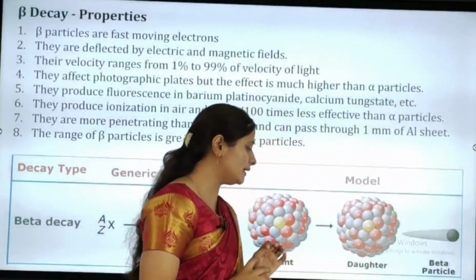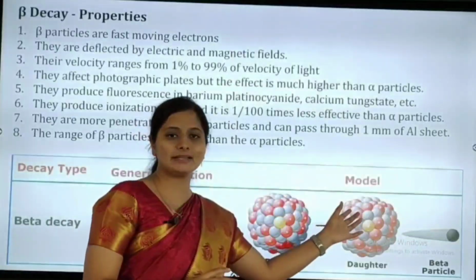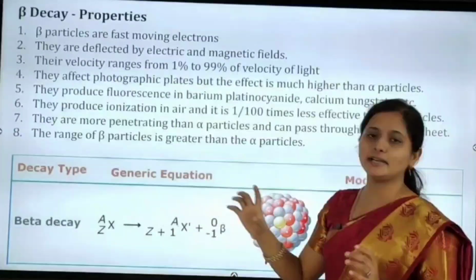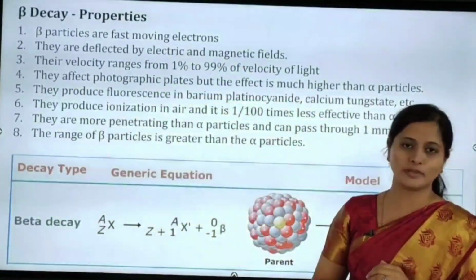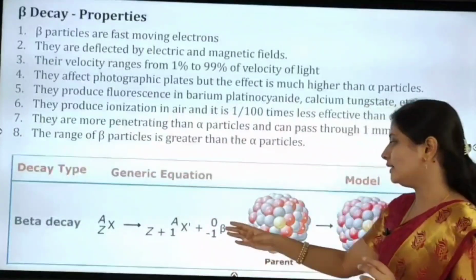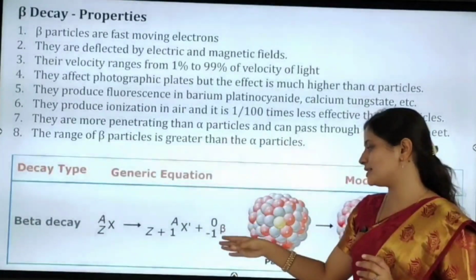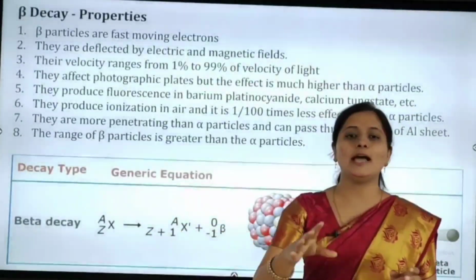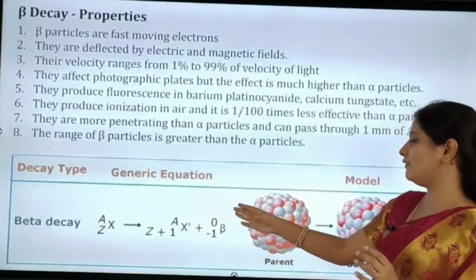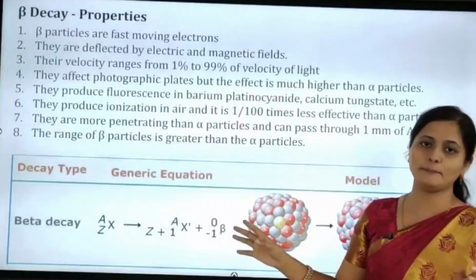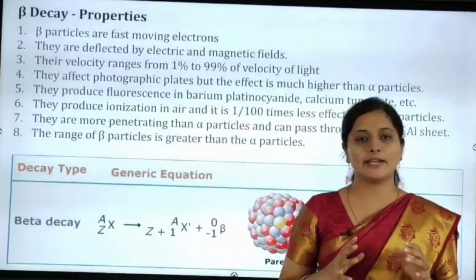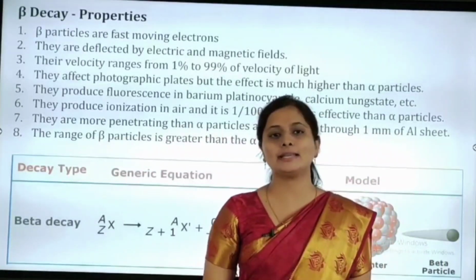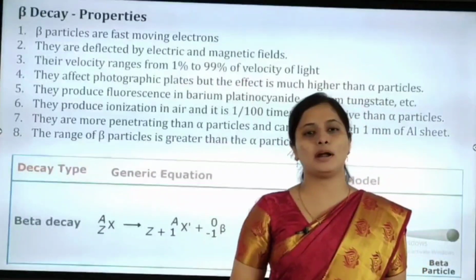See, the beta particle is there. From the parent, we will get the daughter. Here X is the parent, A is the mass number and Z is the atomic number. By that we will get A, Z plus 1, plus 0, minus 1 of beta. Only the atomic number changes. And we get minus 1, 0 of beta because it is negatively charged. These are the properties of the beta particle and the decay of the beta particle.